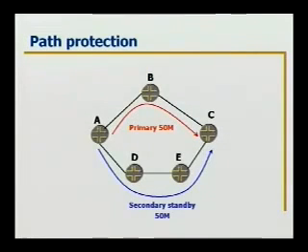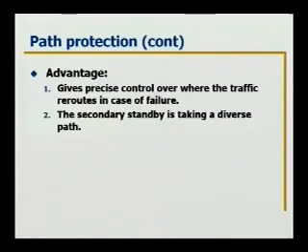Let's say that I have a primary LSP between A and C taking the path ABC, and I have a secondary LSP taking some other distinct path in the network with the same bandwidth reservation as the primary. So the advantage is quite clear. I have precise control over where the traffic goes in the case of a failure. I know exactly where it goes.